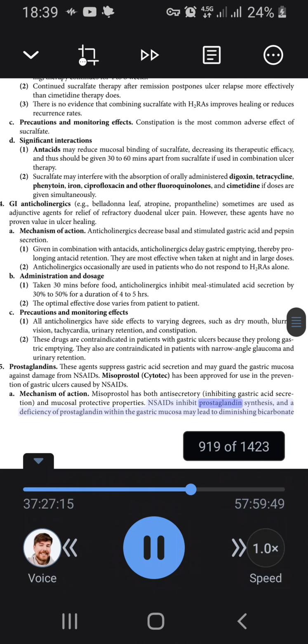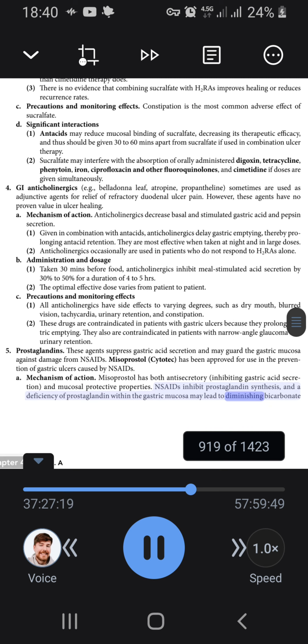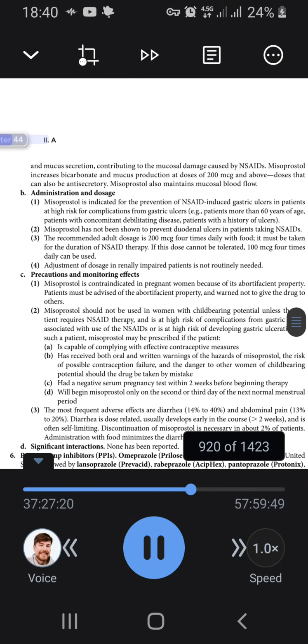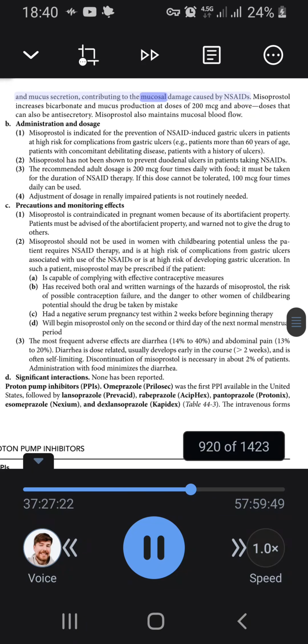NSAIDs inhibit prostaglandin synthesis, and a deficiency of prostaglandin within the gastric mucosa may lead to diminishing bicarbonate and mucus secretion, contributing to the mucosal damage caused by NSAIDs. Misoprostol increases bicarbonate and mucus production at doses of 200 mcg and above, doses that can also be anti-secretory. Misoprostol also maintains mucosal blood flow.